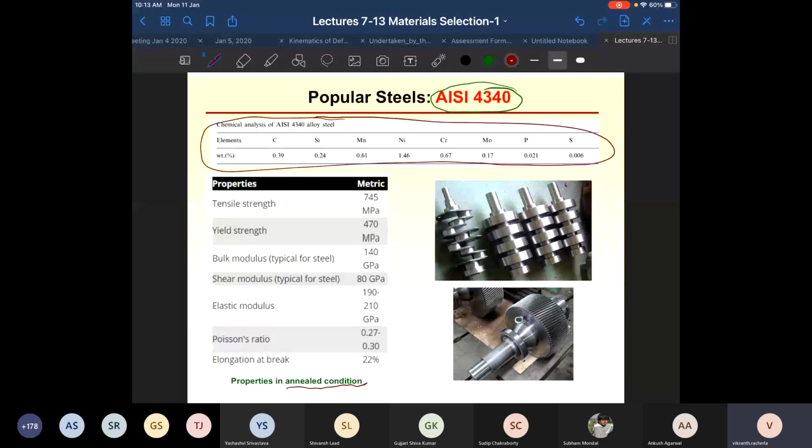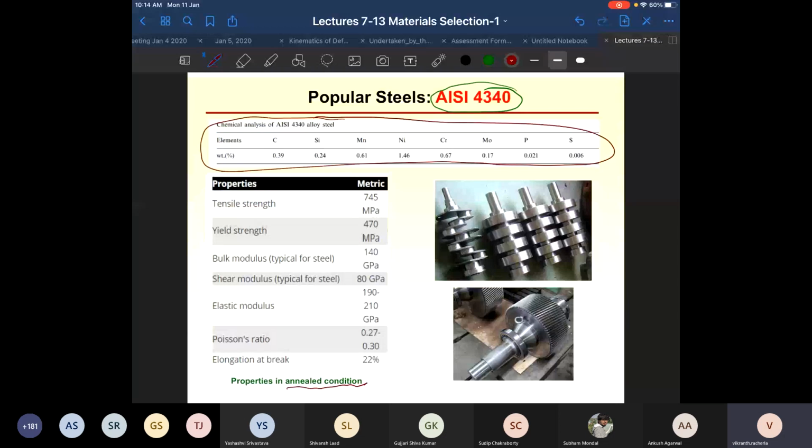Now in hot rolling, what is the most common way in which the material is cooled to room temperature? Quenching? You don't do quenching. Quenching will make the material hard and brittle. So you typically let it air cool to room temperature. Whenever you take a material to above austenizing temperature and you let it air cool to room temperature, you refer to that condition of the material as annealed condition.